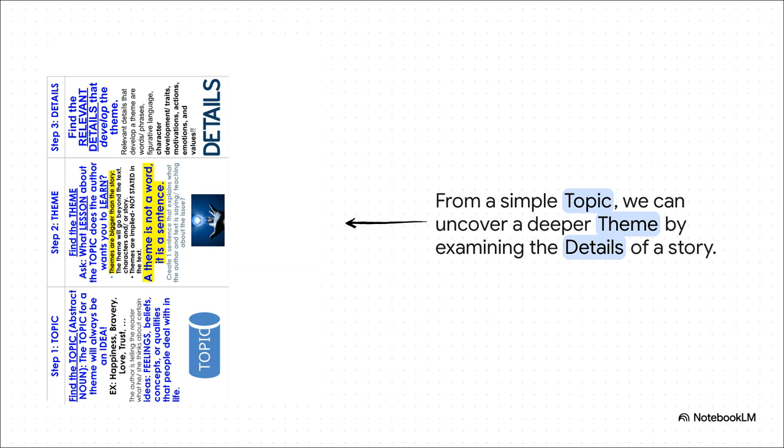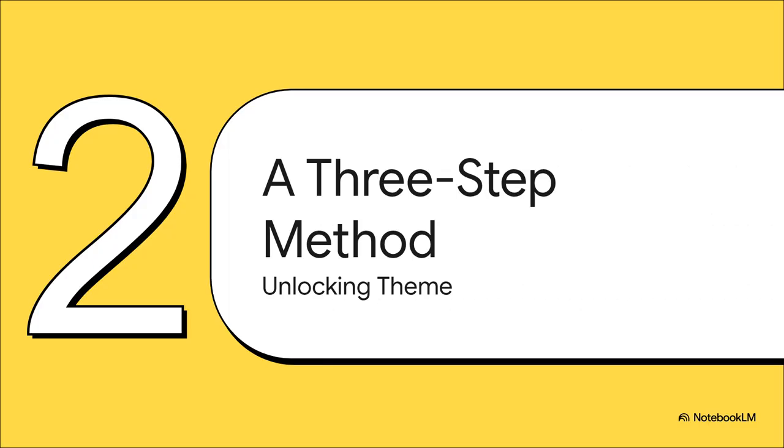So really, this whole process is about connecting the dots. You start with a topic, that single big idea, and then, by looking at all the little details of the story, like how the characters act, what challenges they face, that's how you uncover the theme, that deeper, universal message the author's sending your way. All right, enough theory. Let's get really practical. Here's a simple 3-step method that you can use to unlock the theme in literally any story you read.